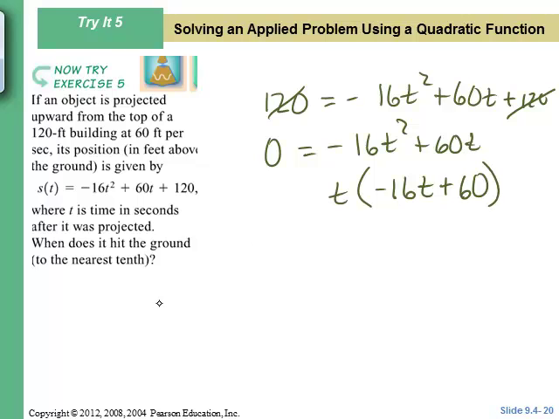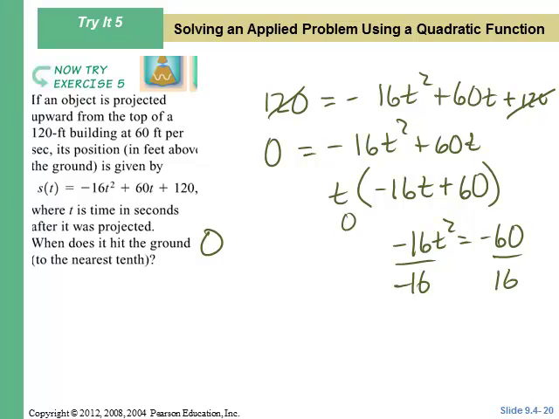So it's at the ground at t equals 0, which is not the answer they're looking for. That's where this one comes from. Or negative 16t squared equals negative 60. Divide both sides by negative 16. 60 divided by negative 16 is 3.75 seconds. Okay.